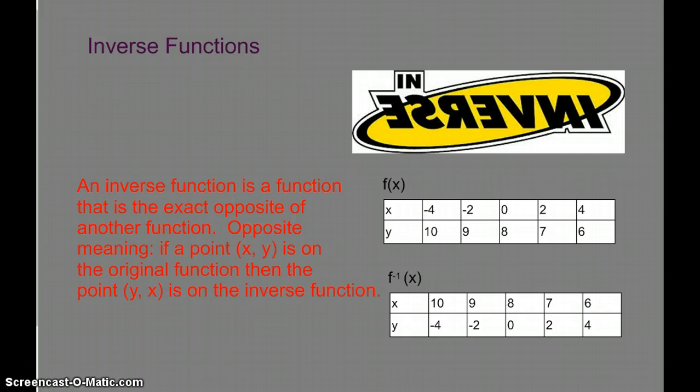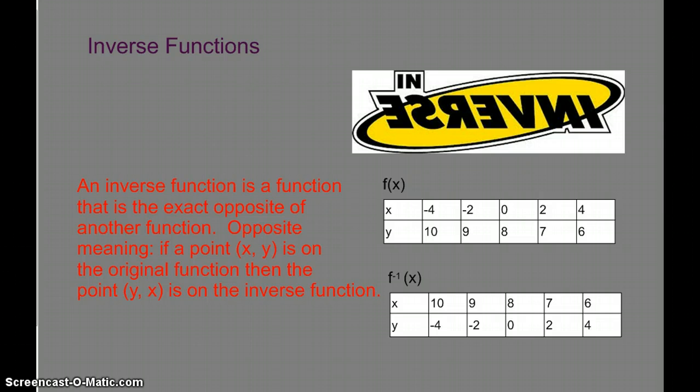So when you look at the part in red here, the description that describes what an inverse function is, it's the opposite function. That means if your original function has the point x comma y on it, its inverse function will have the point y comma x on it. Every point will be flipped around.